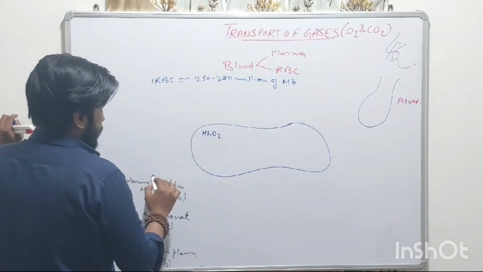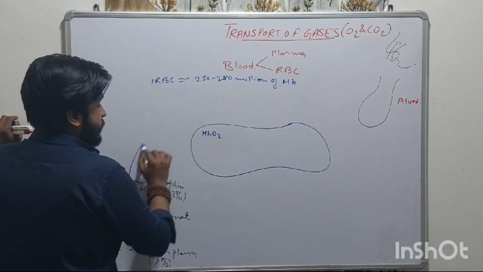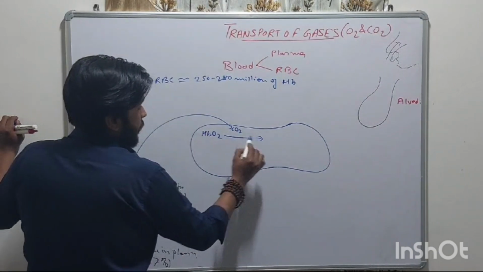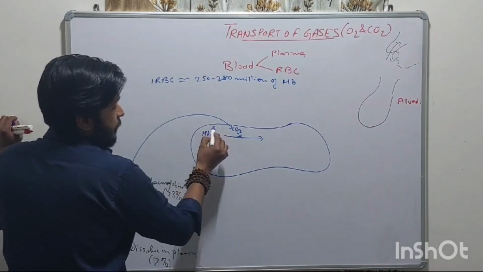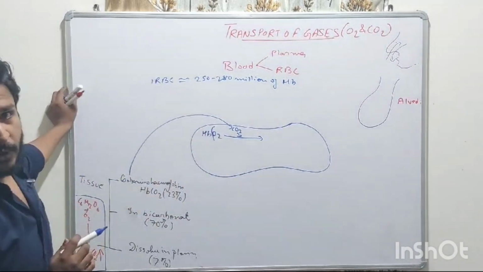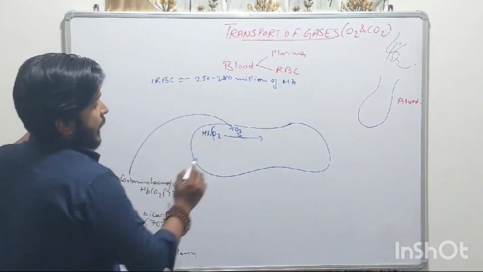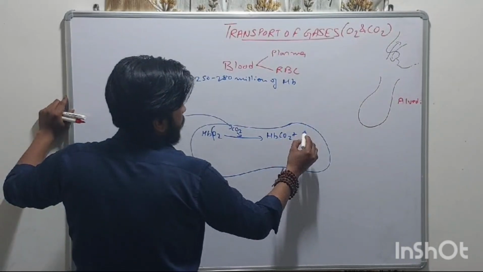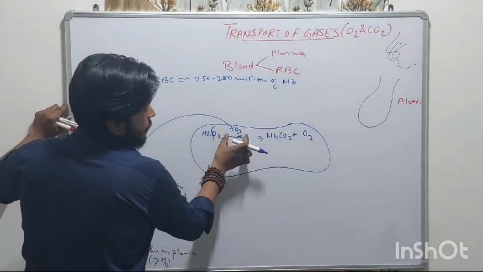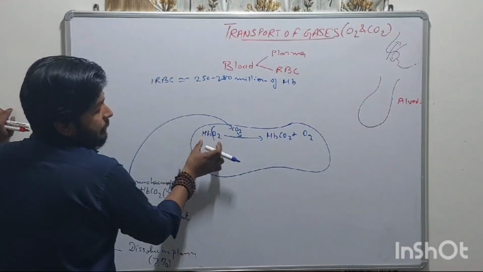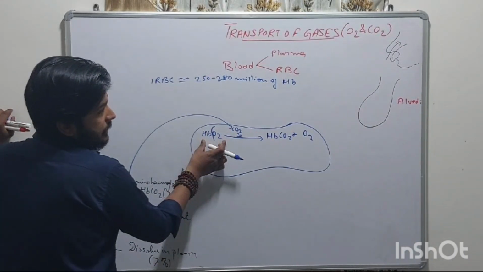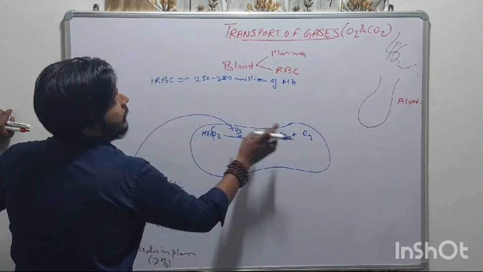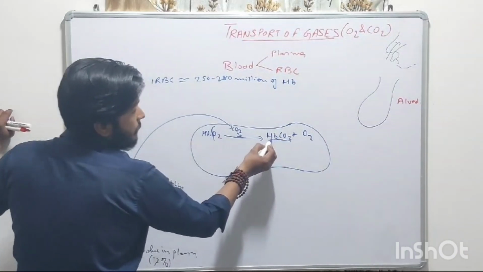Now, since the CO2 will enter into this part, it will make a cleavage in the bond of oxyhemoglobin, and it will now create HbCO2 plus O2. What did CO2 do? CO2 broke the bond between the hemoglobin and oxygen, that is the oxyhemoglobin, and in the place of oxygen, it created the bond with the hemoglobin. This is known as carbaminohemoglobin.